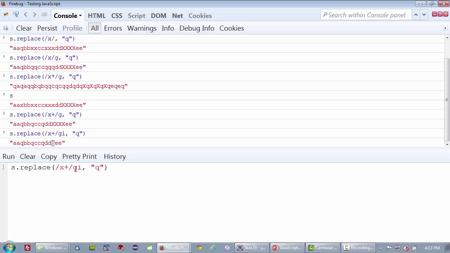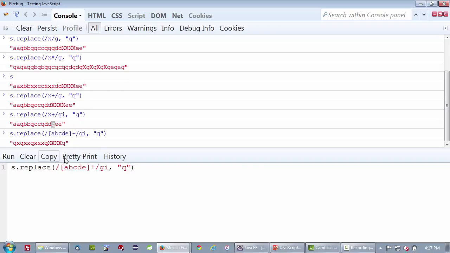And then finally, I can use the square brackets grouping operator: a, b, c, d, e, plus. The way to interpret this is any of a, b, c, d, or e, 1 or more times. So now the a's, the b's, the c's, the d's, and the e's, in any combination and any order, will be replaced, and the x's will be left alone. So it replaces the a's, the b's, the c's, the d's, and the e's. And if I had a mixture, 2 a's followed by 2 b's, that whole group would have been replaced by a single q.